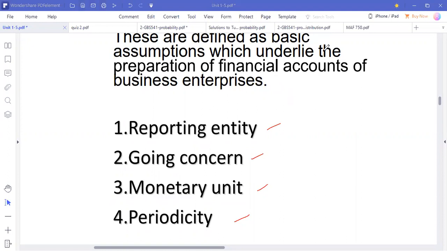Aaron? I missed that, Colin, sorry. Do you remember any of these that you can explain as the assumption, what is meant by reporting entity or going concern or monetary unit or periodicity?